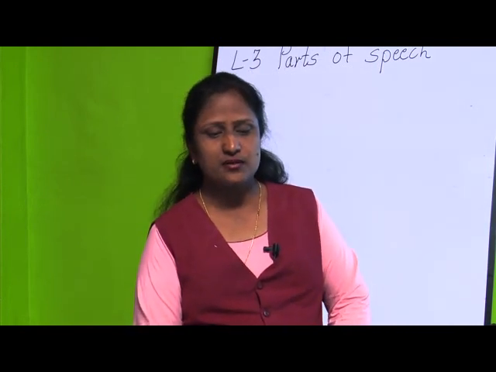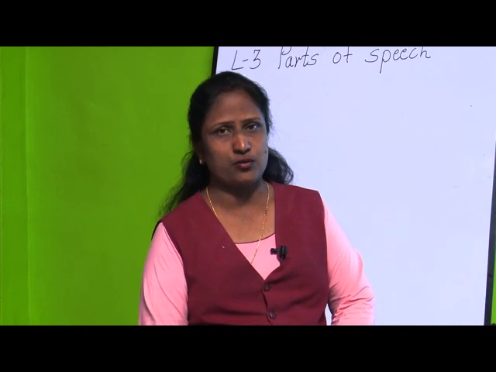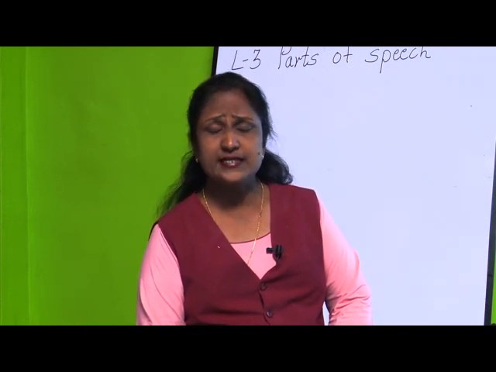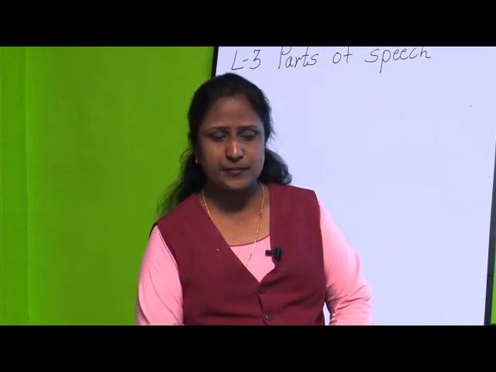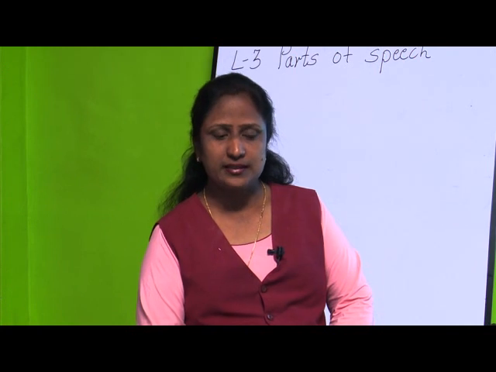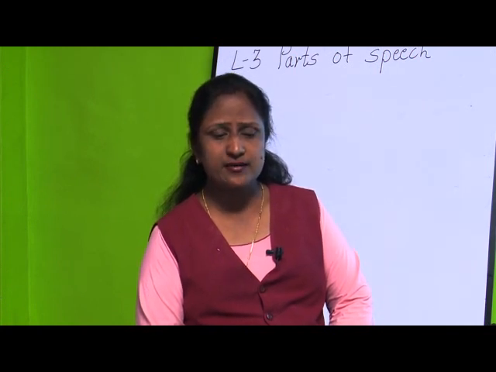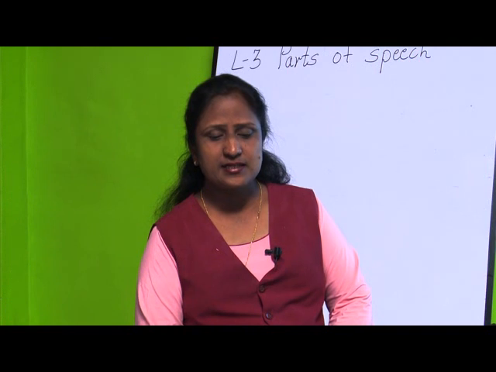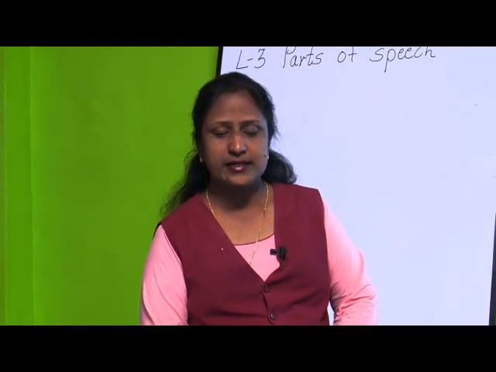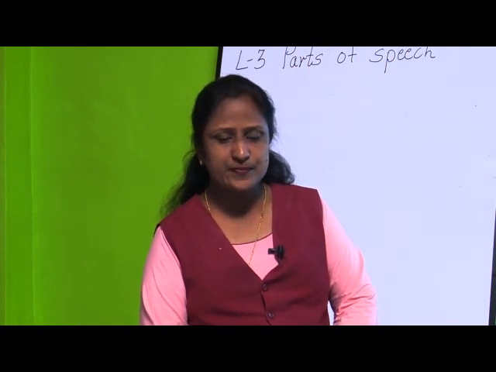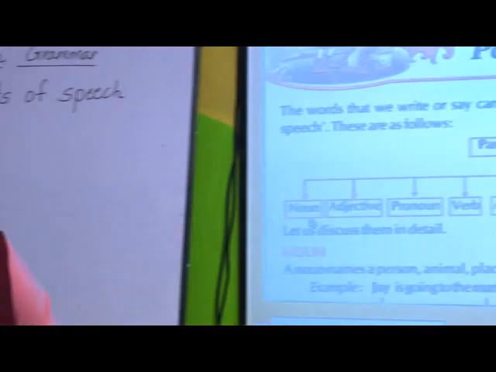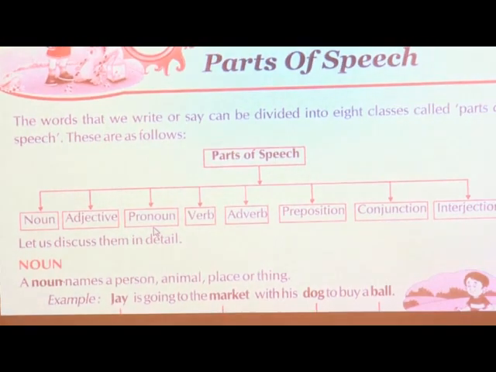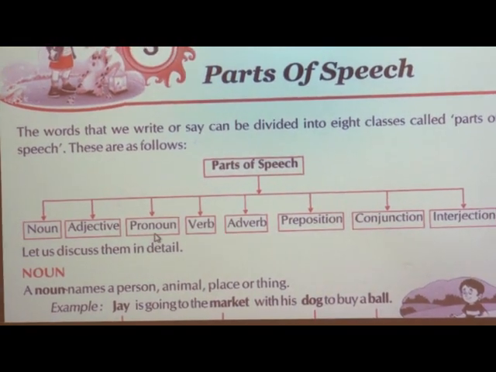If you see here, the first part of speech is a noun. A noun is a name of a person, place, animal, or a thing. Then the second part of speech is an adjective. What does it do? It describes a noun, it tells the quality of a noun, or it qualifies the noun. The third part of speech is a pronoun. A word which is used instead of a noun is called a pronoun.